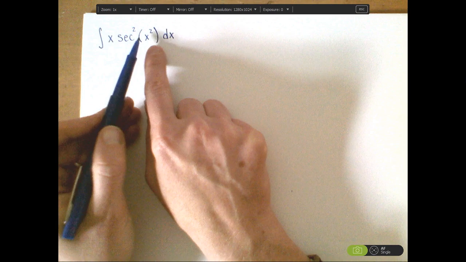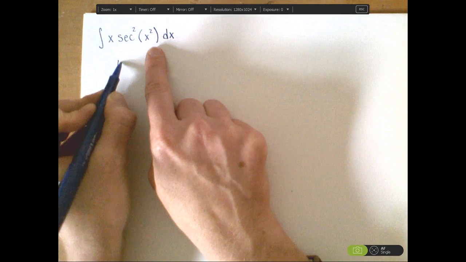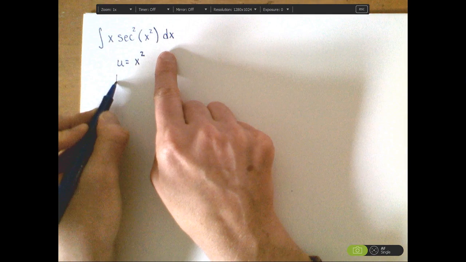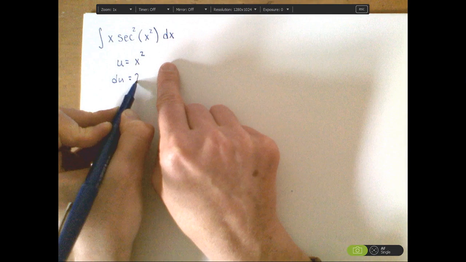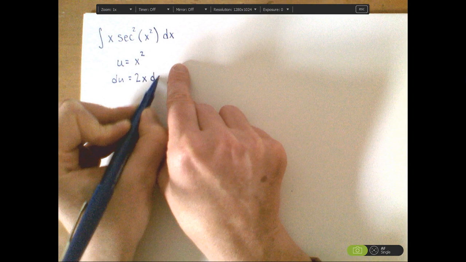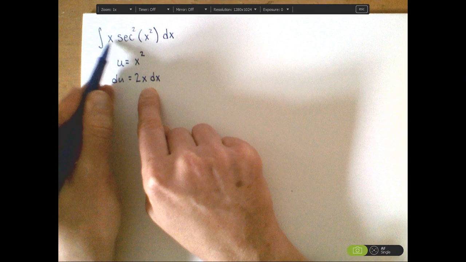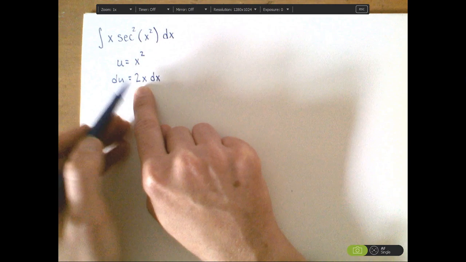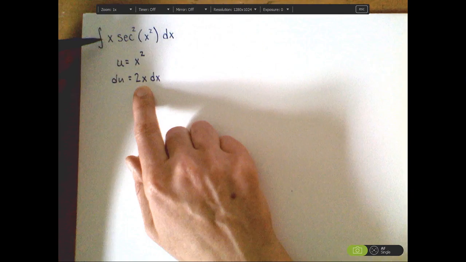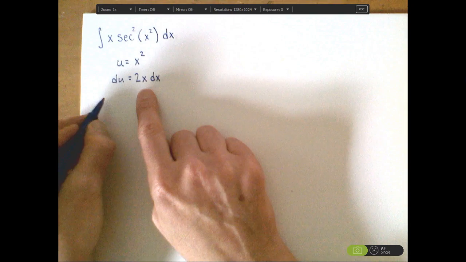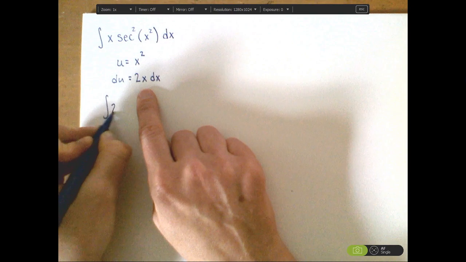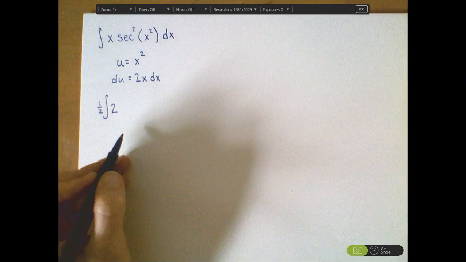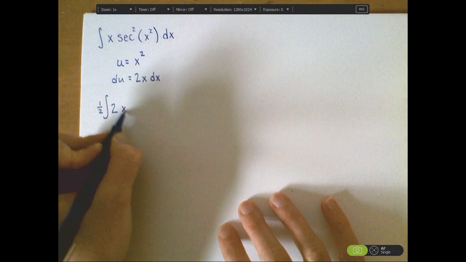So immediately I can think to myself that an easy u substitution would be allowing u to be x squared, and that means that du is going to be the derivative, which is 2x dx. And thankfully we have an x sitting right here, but again, there's this 2, and we're going to have to adjust the constant. So in order to get a 2, I'm going to rewrite this by multiplying it by 2 and 1/2.